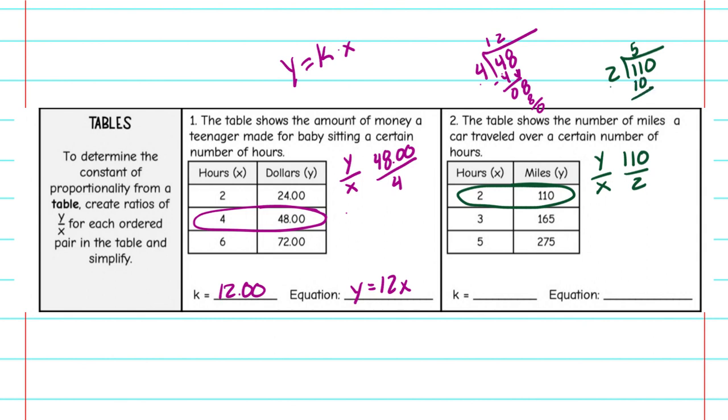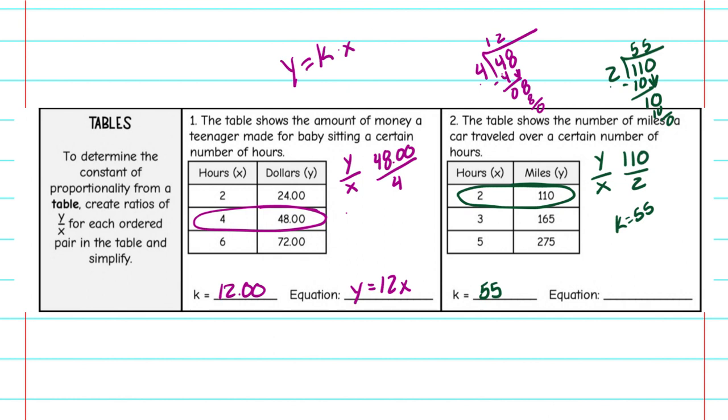I'll get 10. I subtract. I have a remainder of 1. Bring the 0 down. 2 goes into 10 how many times? It goes in 5 times. 10, I'll have a 0 remainder, so 55. So k equals 55.